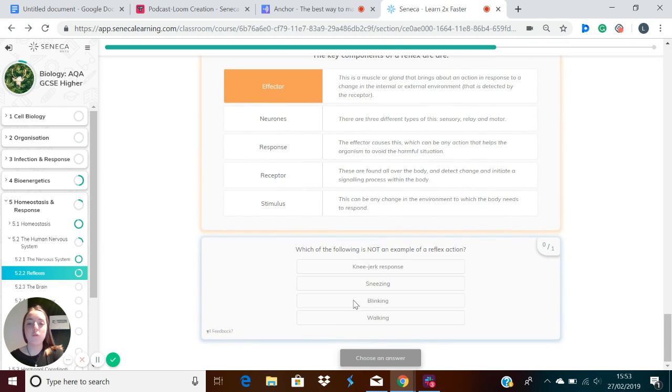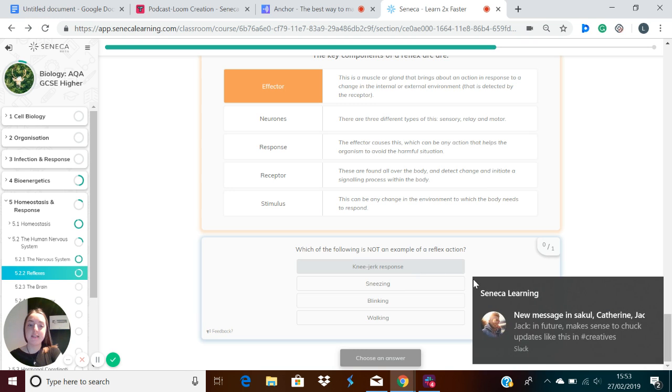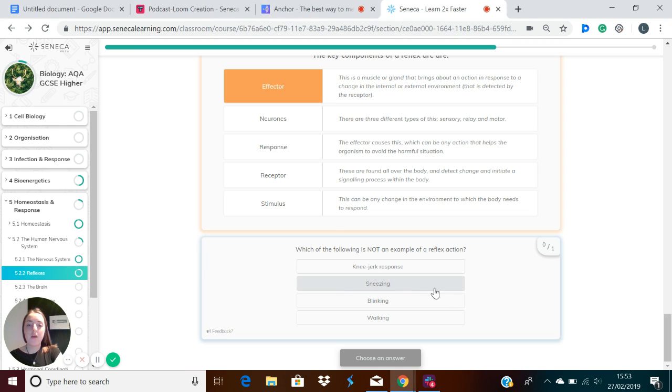So let's have a look at these. So let's have a recap of what reflex actions are. So what are some examples of this? So a knee-jerk response. Something hits you and you're knee-jerk. I'd say that is a reflex action. Sneezing is also a reflex action. For example, you inhale something and your body sneezes to try and get rid of it. Then also blinking is, so you get something in your eye and then you blink to get it out. And walking is not an example of a reflex action because you would do that anyway and it's not for an emergency.